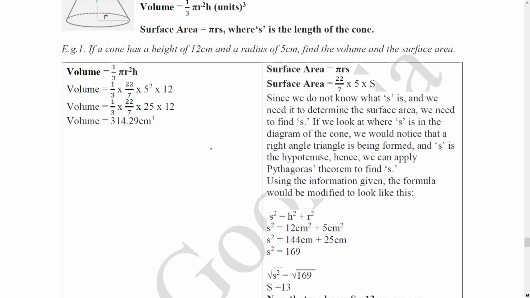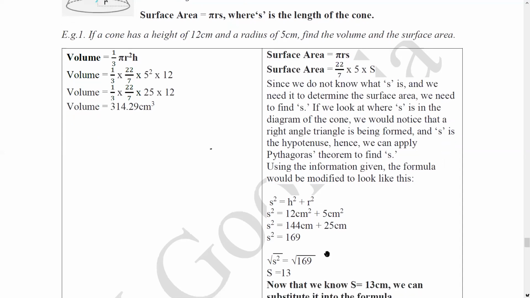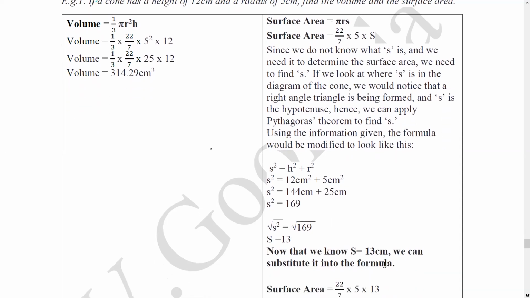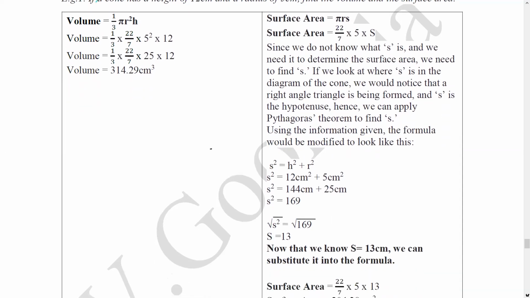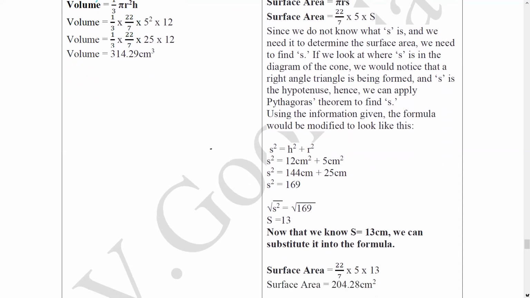So now that we know what s is, we can use this formula and put s as 13, right? So surface area is 22/7 multiplied by 5 multiplied by 13. So that will give us a surface area of 204.28 centimeters square.